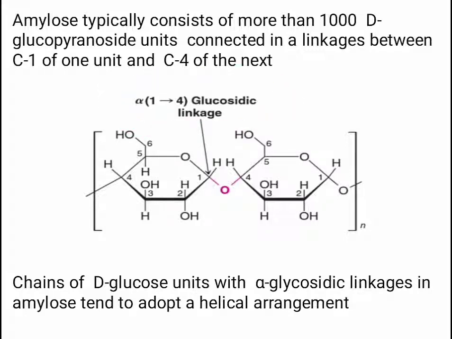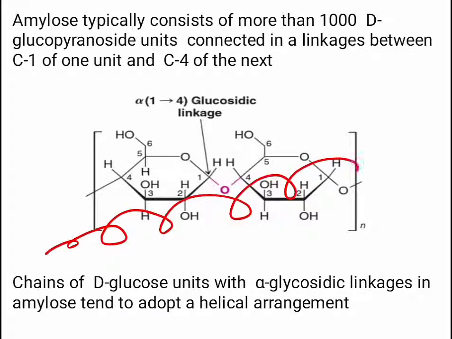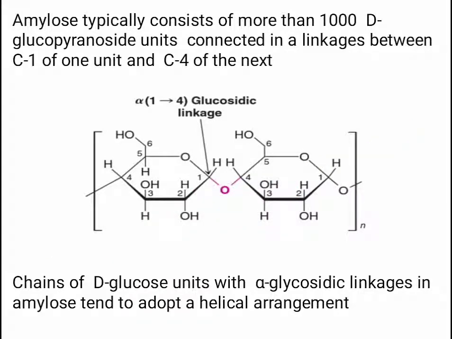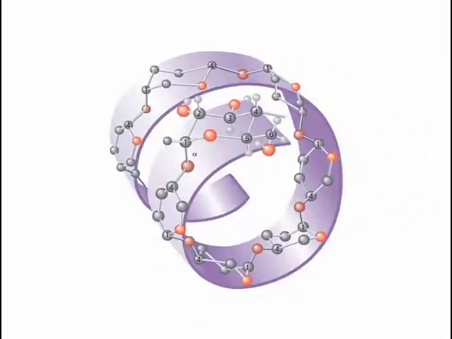Chains of D-glucose units with alpha glycosidic linkages in amylose tend to adopt a helical arrangement. So this becomes a large chain, this one, this one, this one. So this actually adopts a helical arrangement, and this is the helical arrangement of the glucose units in starch.